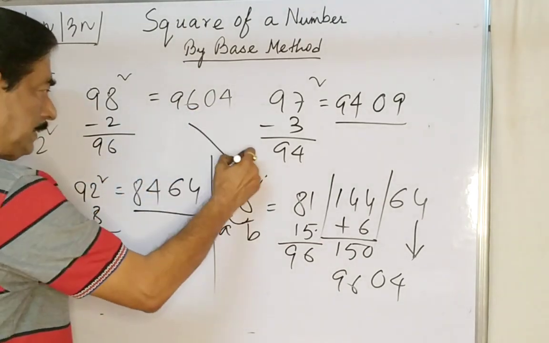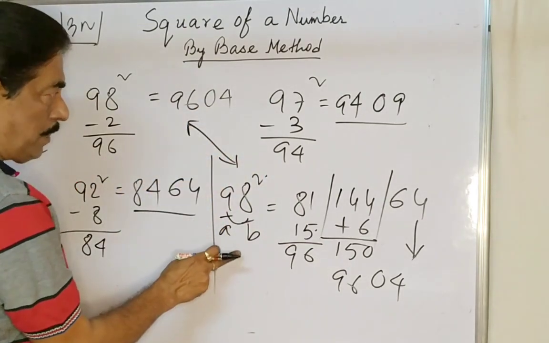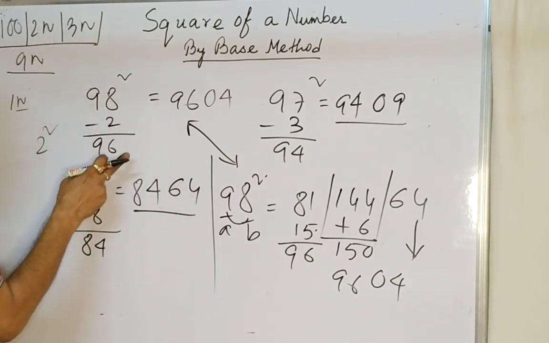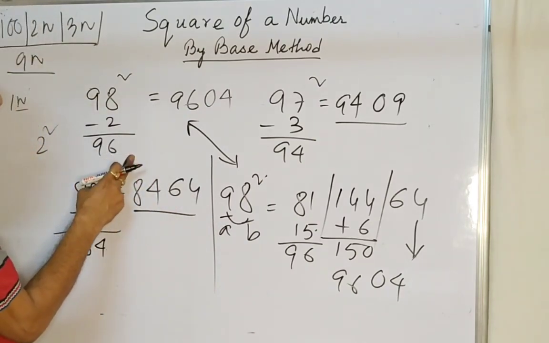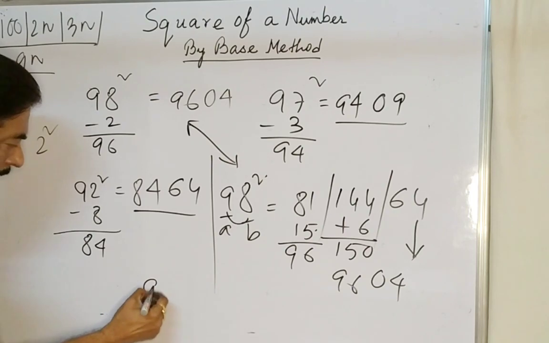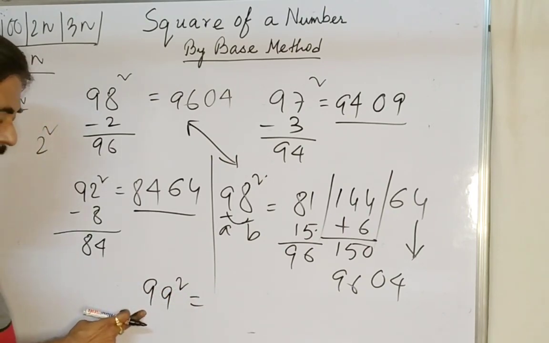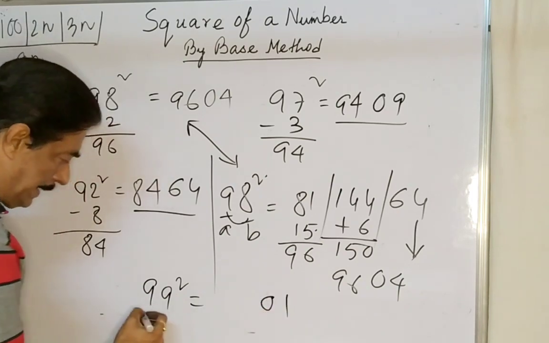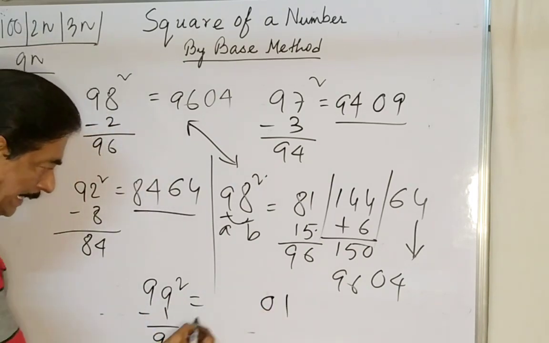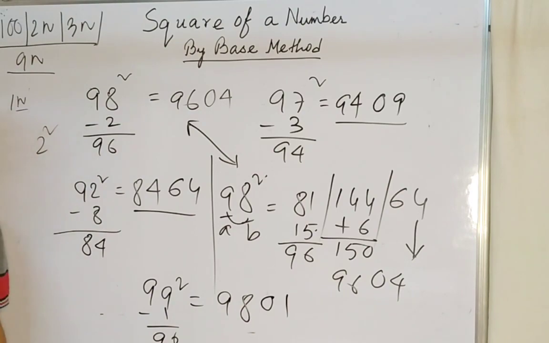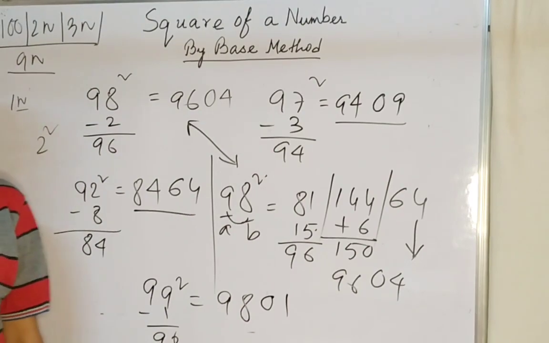Now what is the difference? You can do it by the help of this method, but by the help of the base method, you can do it within 5 seconds. Say 99 square. How much less? 1 less. 1 square is 01, so I write 01. Less 1, 98. Your result is 9801.